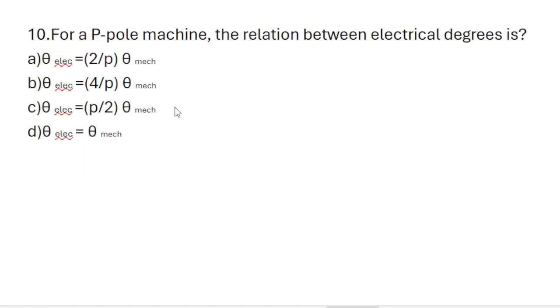Next question. For a p-pole machine, the relation between electrical degree and mechanical degree is, option A theta electrical is equal to 2 by p theta mechanical. Option B, theta electrical is equal to 4 by p theta mechanical. Option C, theta electrical is equal to theta mechanical. Option D, theta electrical is equal to p by 2 times theta mechanical. Here the correct answer is D, theta electrical is equal to p by 2 times theta mechanical.